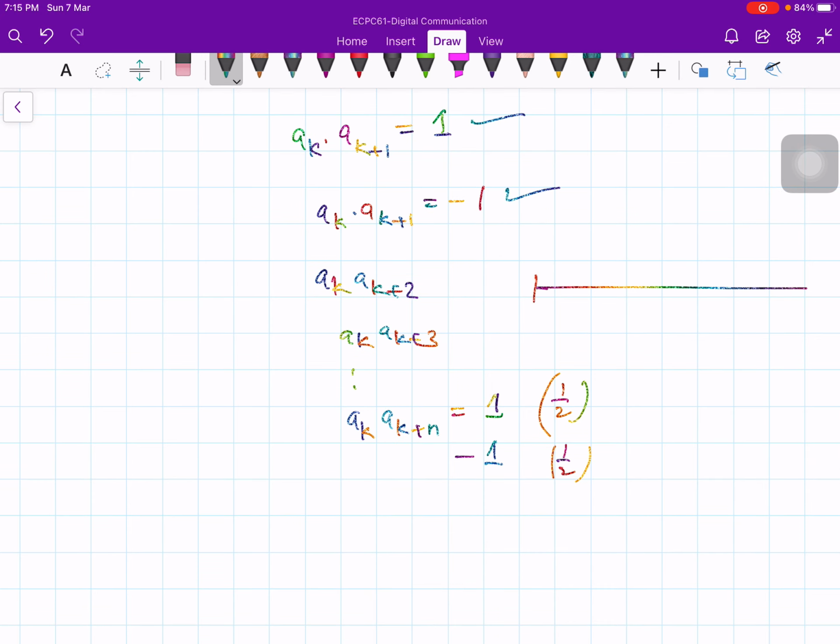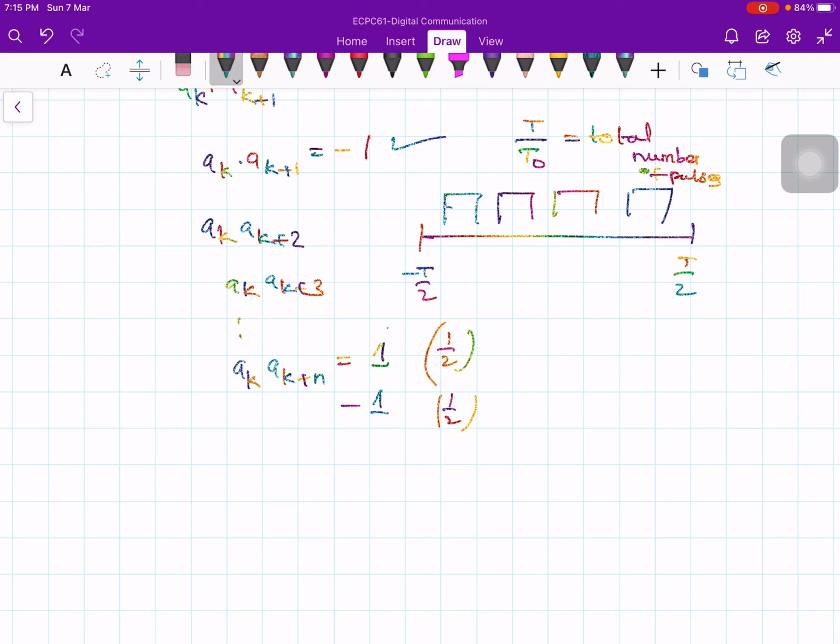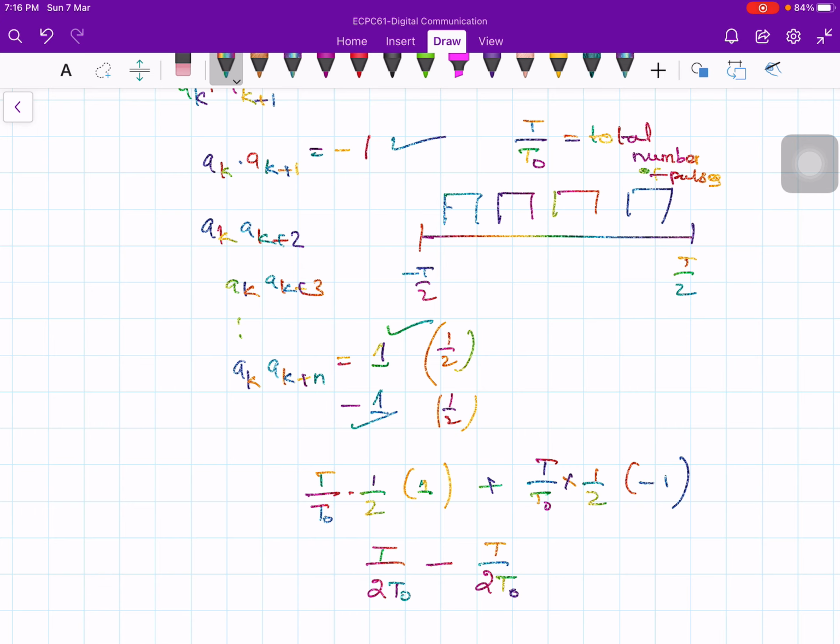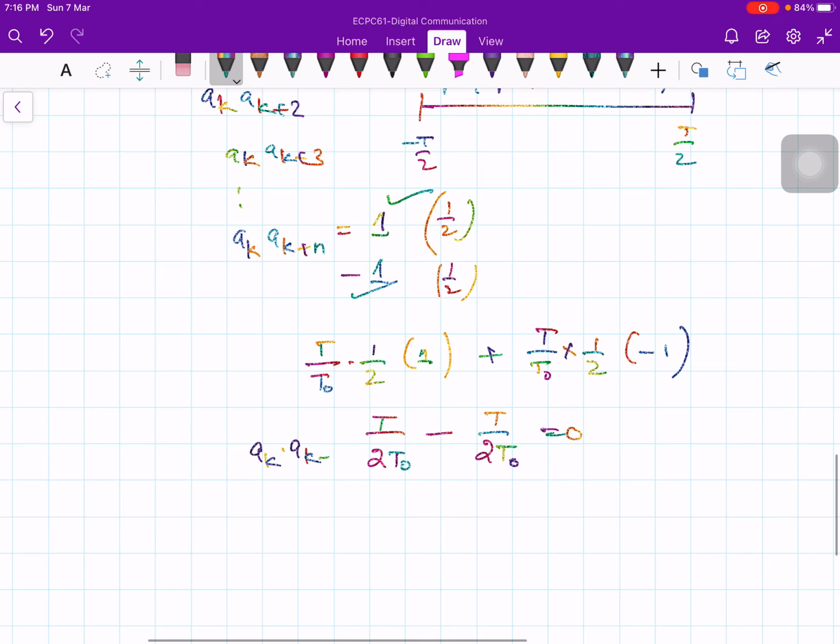Okay, so this is my total duration, minus T by 2 to plus T by 2. In that I have so many pulses. How many pulses do I have? T by T naught number of pulses. This is the total number of pulses. Out of this total, half of the time I am getting plus 1 and half of the time I am getting minus 1. Therefore, of the T by T naught pulses, half are going to be plus 1, so 1 by 2 times positive 1, and half of the pulses are going to be minus 1. Therefore this is T by 2T naught minus T by 2T naught, which is equal to 0. Therefore the average of AK times AK plus n is equal to 0.